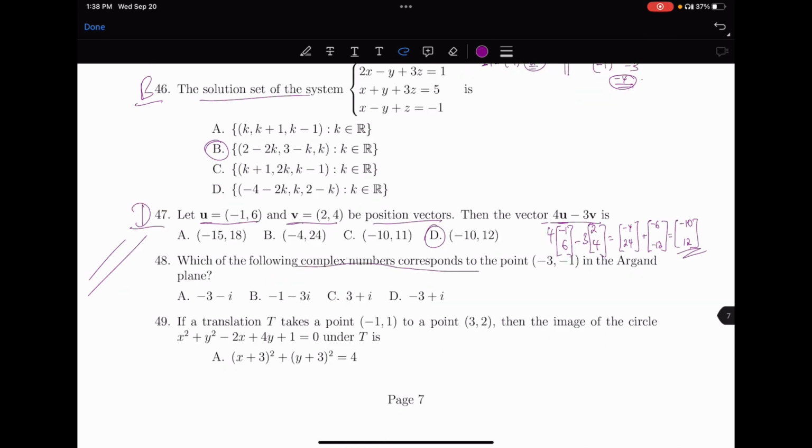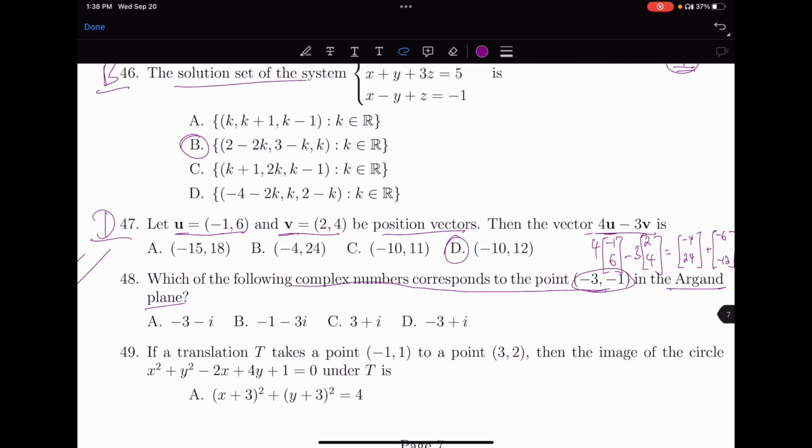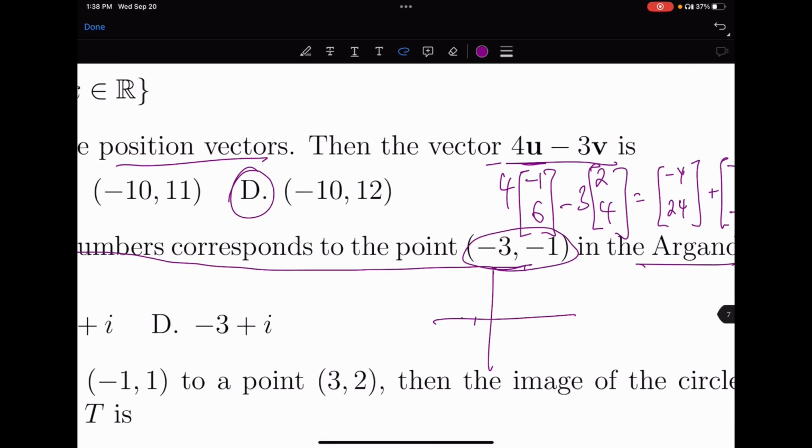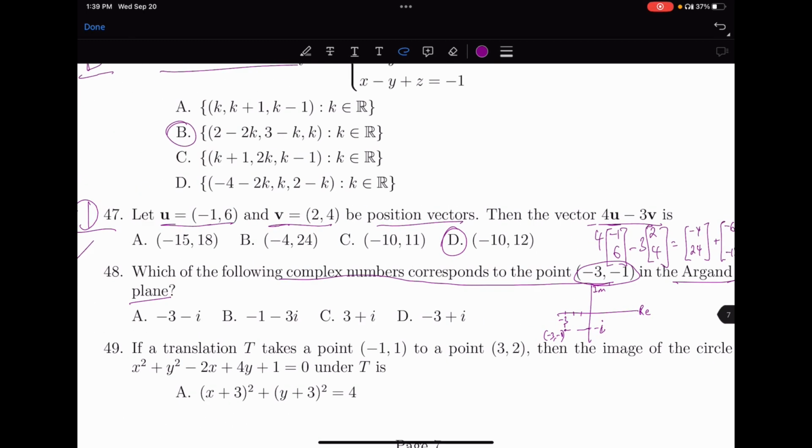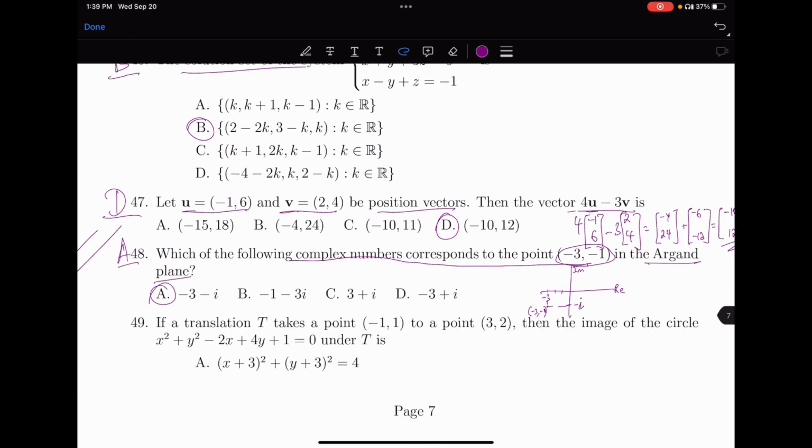Which of the following complex numbers corresponds to the point negative 3 comma negative 1 in the argand plane? Well, negative 3 comma negative 1 ማለት ያው እዚህ እንዴት ነው? ኔጌቲቭ 1 ኔጌቲቭ 2 ኔጌቲቭ 3 this is negative 3 ኔጌቲቭ 1 ይሄ ነው አይደለ? this is negative 3 comma negative 1 የምንለው ነው in R2. Again, in complex numbers now, this will be the real part and this will be the imaginary part. Therefore, what is this number? It will be negative 3 minus i. Therefore, this is A.